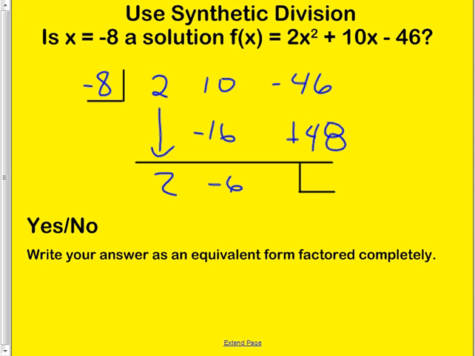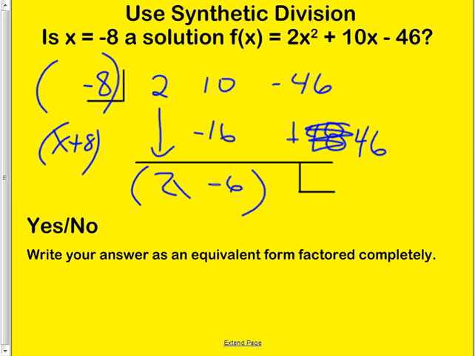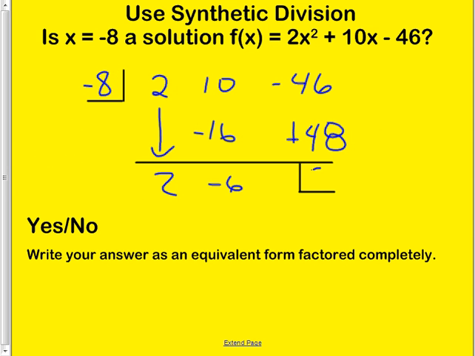No, it's not. If it had come out perfect, like it was a 46, then you'd be able to say, oh, I guess it worked, and my answer was x plus 8, actually, and 2x minus 6. But it didn't work because we didn't have a perfect 0 at the end. We had a 2. So it had a remainder of 2.